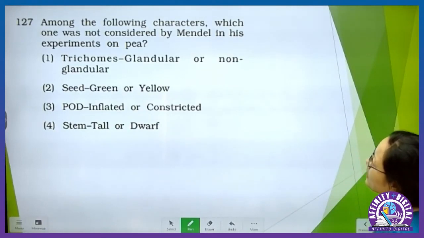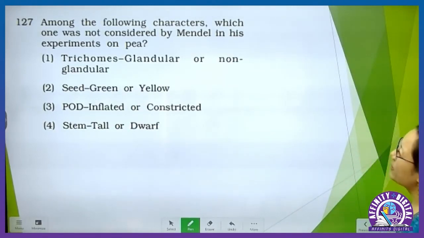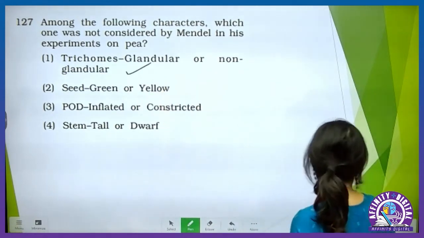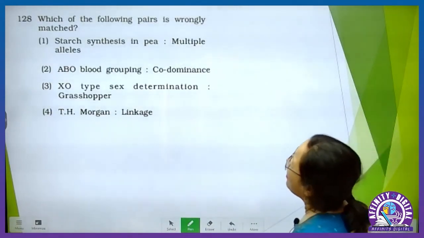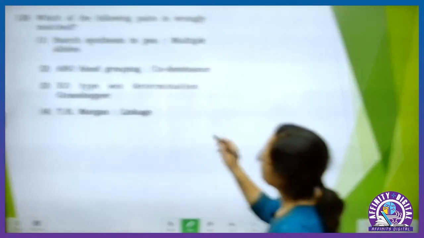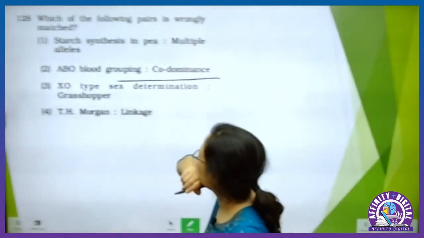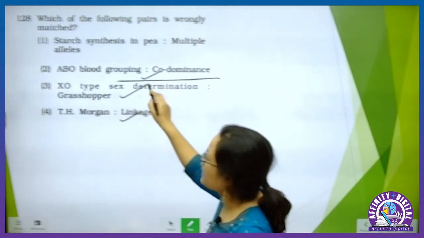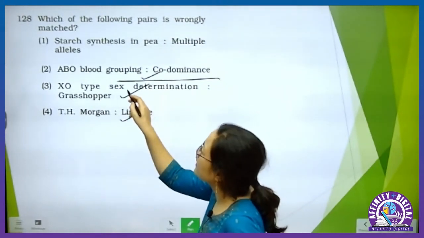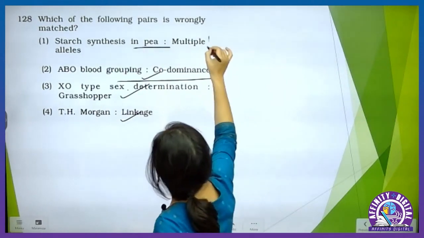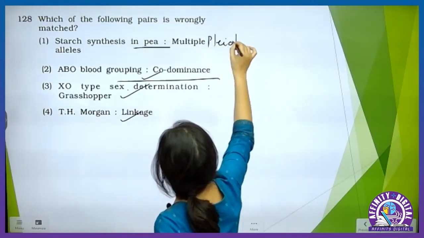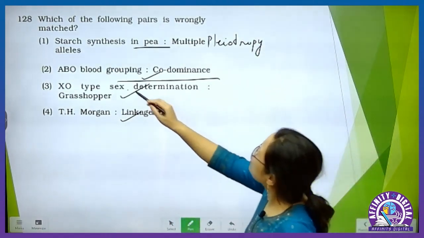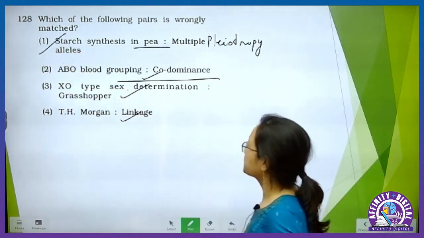Among the following characters, which was not considered by Mendel in his experiments on pea, it should be this, is wrongly matched. ABO blood grouping is codominance, correct. Morgan linkage, sex determination, XX-XO, this is correct. Starch synthesis in pea, this should be what? Pleiotropy. So the answer should be the wrongly matched one, this.